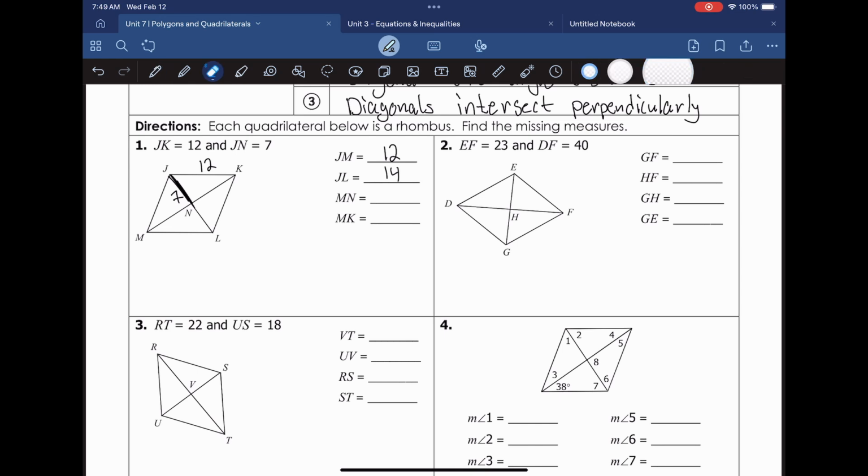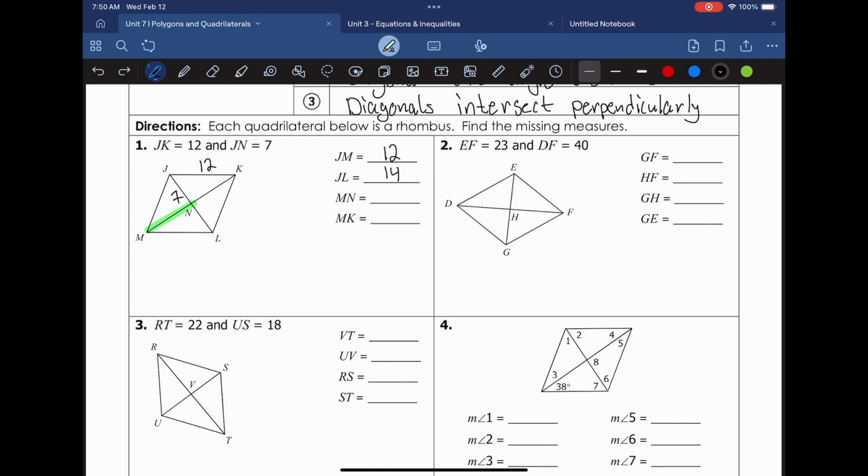Now for MN, we have to work a little bit harder. That's this length right here. It's not a rectangle, which means your diagonals are not congruent, which means you cannot just say this length is the same as JN. I wish it were true, but it's not. That's a different shape. We'll talk about that probably tomorrow.